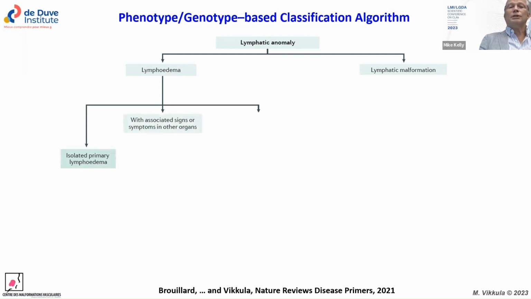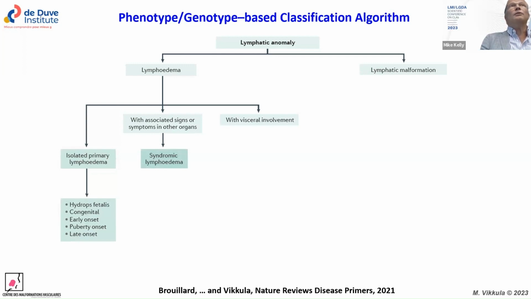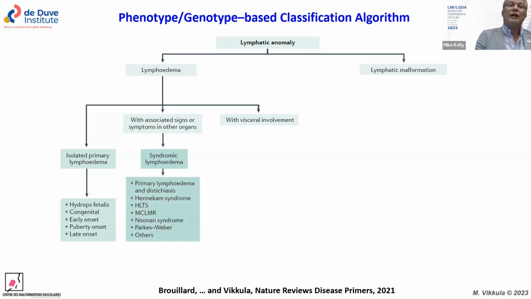Then we have those that have associated signs or symptoms in other organs, so it's not only isolated primary lymphedema, and then those that have visceral organ involvement. The isolated ones, classically, have been defined depending on the age of onset. It can be in utero, at birth, or late onset. Then we have those that are called syndromic, and oftentimes the other signs may even be the first signs, so the patient perhaps comes to see a geneticist rather than a pediatrician. It always depends. So this already shows how variable the entry point may be for the different patients who are affected with one of these diseases.